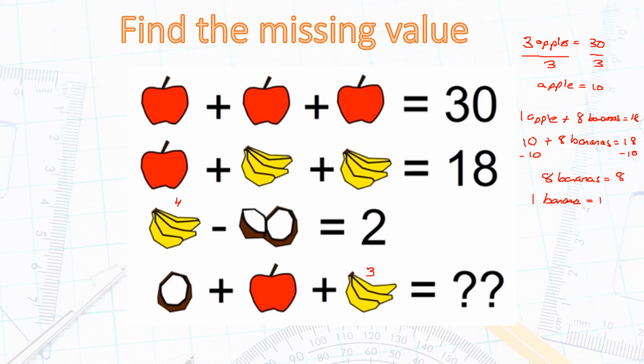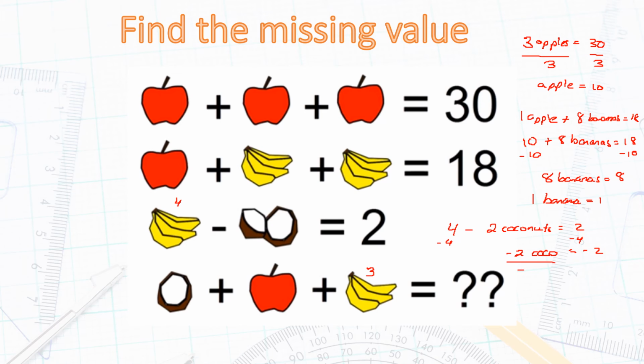So then we've got 4 bananas minus 2 coconuts equals 2. Banana is 1, so this is 4 minus 2 coconuts equals 2. Subtract 4 from both sides. Minus 2 coconuts, I'm just going to abbreviate as cocoa to keep space, equals minus 2.